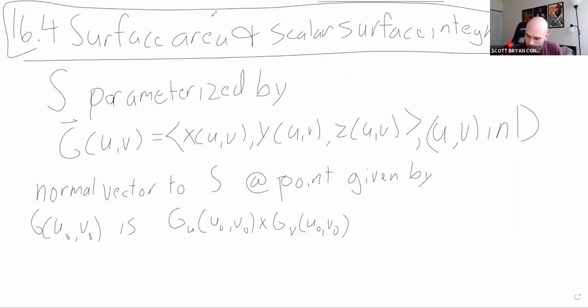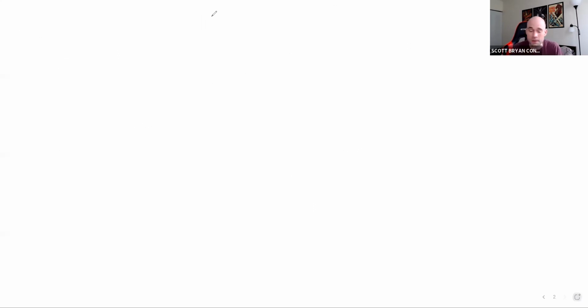Okay, so we can use this to derive an integral for surface area. And in the interest of time, I'm not going to derive it. I usually like to, but I feel like that's going to put me behind. And if you really want to see it, then you can see where it comes from in the book. But I'll just give you the integral here.